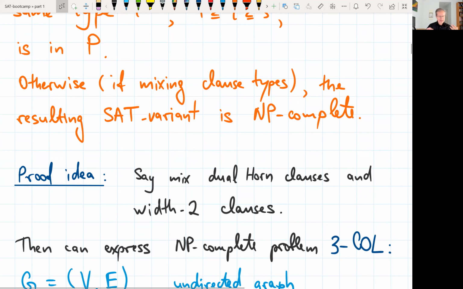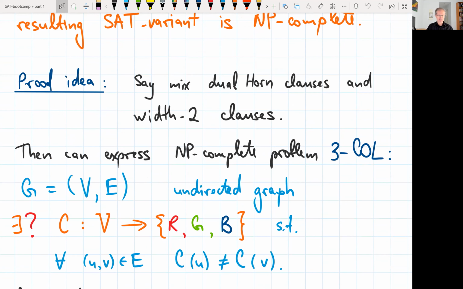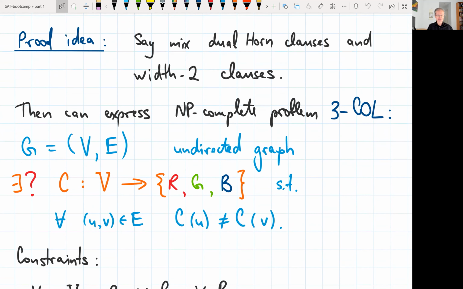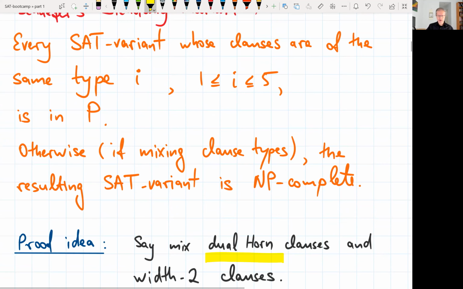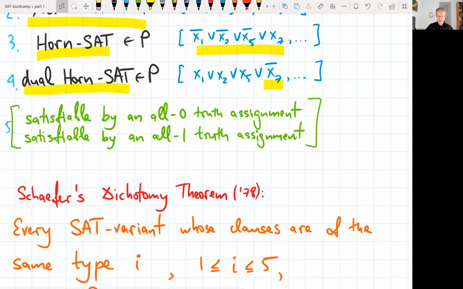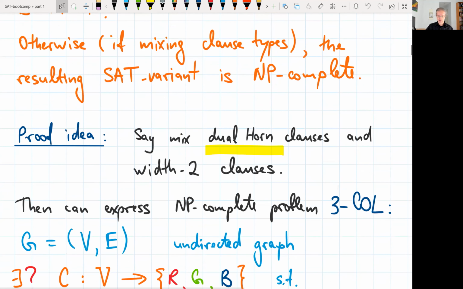Proof idea: you consider all variants. Of course, I won't go through all the possibilities here, but I want to give you a simple proof idea for a simple case. Suppose you mix clauses of the type dual Horn. Remember, dual Horn clauses are those which have at most one negative literal in them. So all positive literals is fine, as long as the number of negative literals is at most 1.